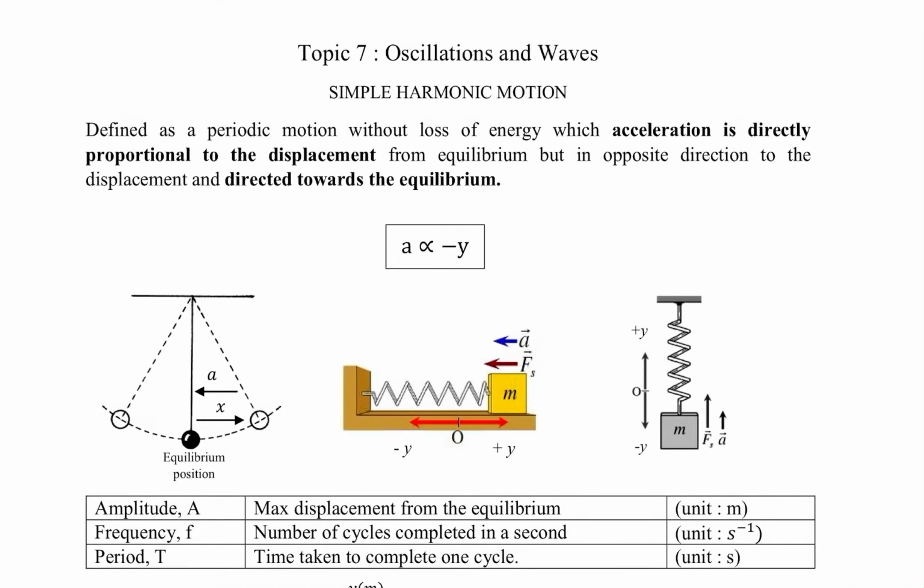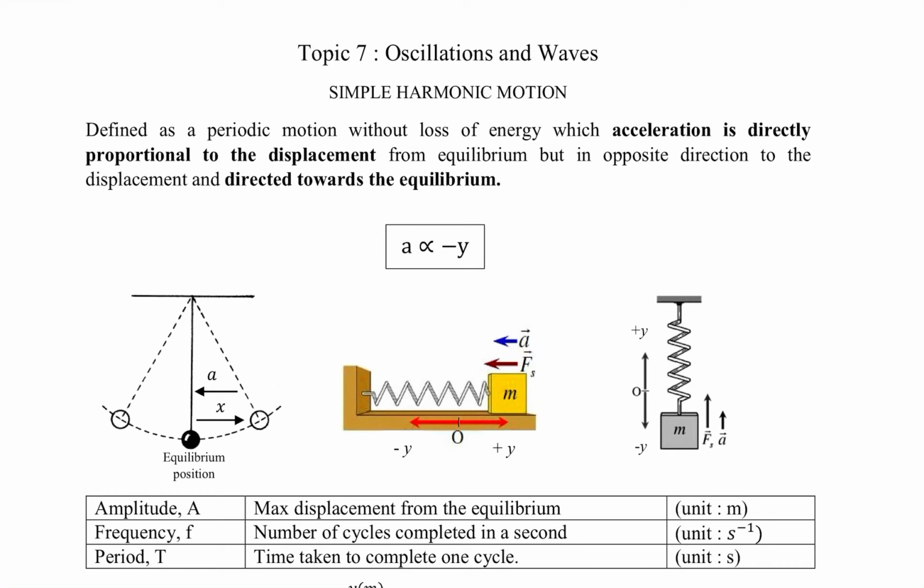Hi guys, so this video is going to be on simple harmonic motion, which is from topic 7, oscillation and waves. Bear with me, this is going to be a long video, but I need to explain all the derivation. Okay, so the definition of simple harmonic motion is a periodic motion, as we learned before.